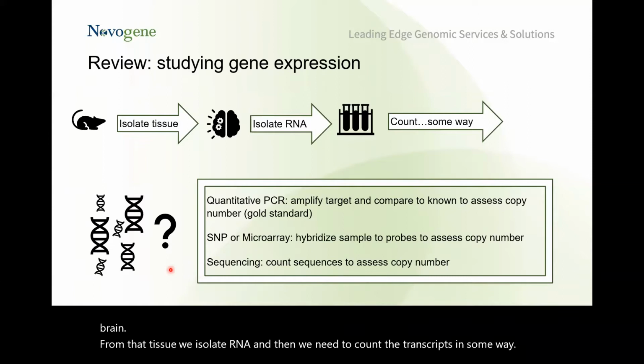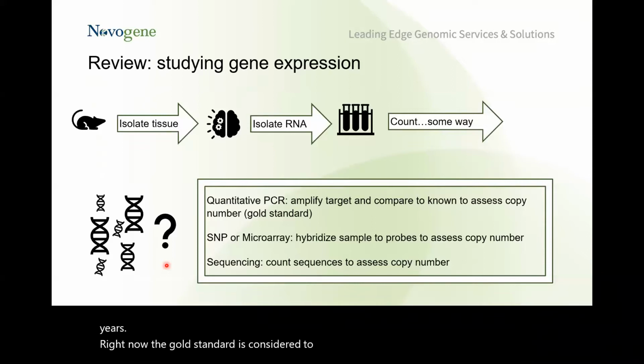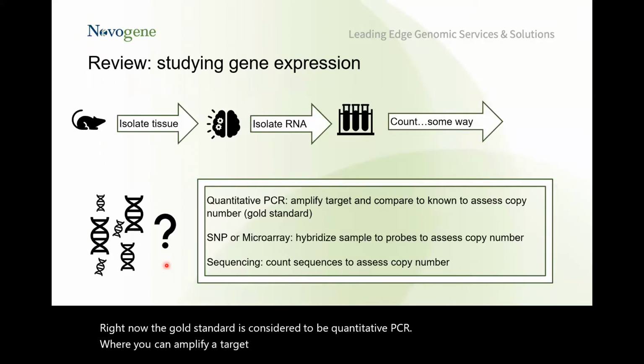This is obviously a complicated process, and biologists have been working on this for many years. Right now, the gold standard is considered to be quantitative PCR, where you can amplify a target and compare to a known target to assess copy number.